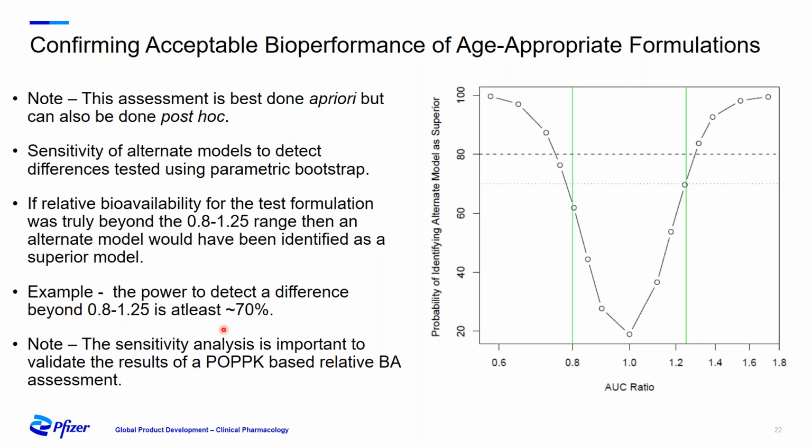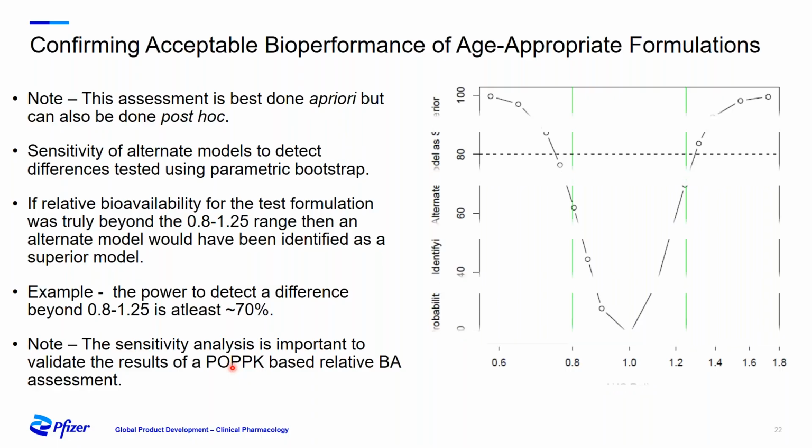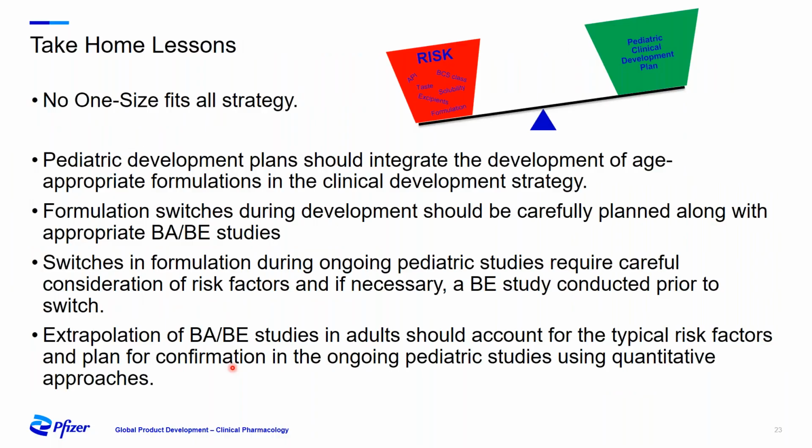analysis is kind of important, especially when you are testing, when you are having a confounded situation where you are worried about extrapolating from adults to pediatric populations because of many of the reasons that we discussed earlier, and you want some more confirmation that the formulations are actually able to perform as expected in the pediatric population. So this analysis is kind of important to validate the results of your POP PK for a relative bioavailability assessment.